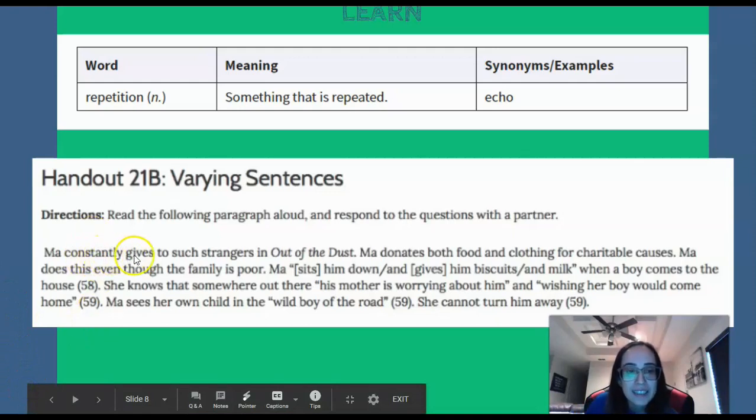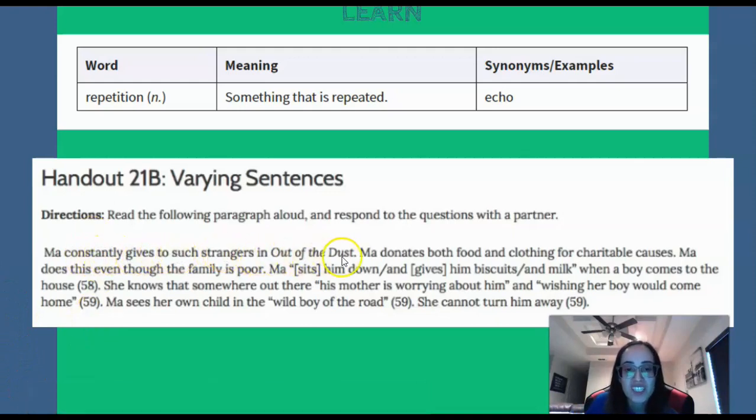Ma constantly gives to such strangers out of the dust. Ma donates both food and clothing for charitable causes. Ma does this though the family is poor. Ma sits him down and gives him biscuits and milk when a boy comes to the house. She knows that somewhere out there, his mother is worrying about him and wishing her boy would come home. Ma sees her own child in the wild boy of the road. She cannot turn him away.